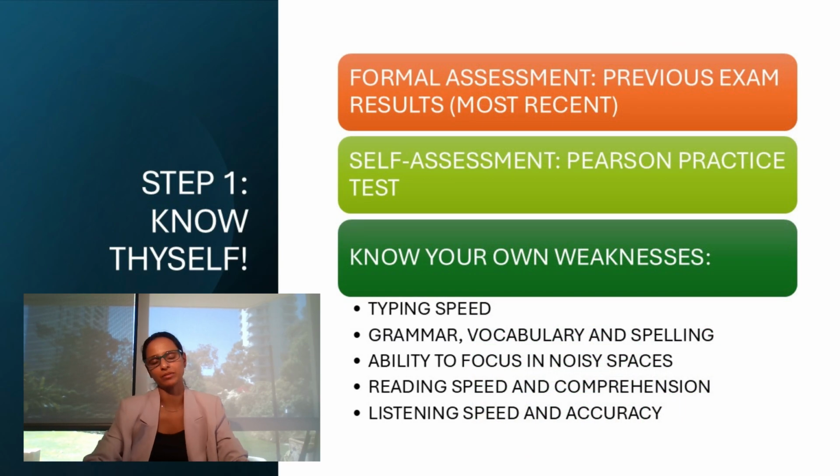All right. So I think the main thing you need to know is first step. And the first step is always to know thyself. What do I mean by this? You need to know exactly what your current level is. Okay? You can do that through a few ways, one of which is formal assessment. Take your most recent exam results. If you have already done PTE academic before, look at your previous results, your most recent result, and see where you're at.